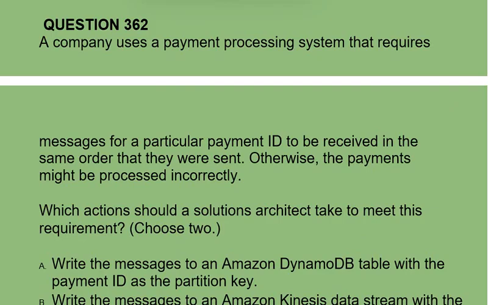Question: a company uses a payment processing system that requires messages for a particular payment ID to be received in the same order that they were sent. Otherwise, the payments might be processed incorrectly. Which actions should a solutions architect take to meet these requirements? Choose two options.